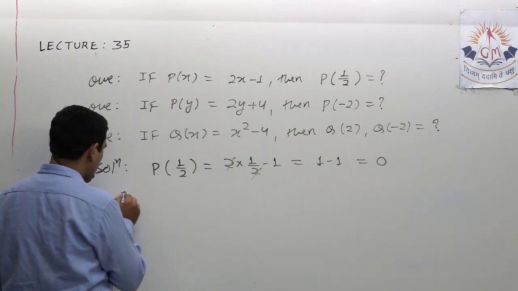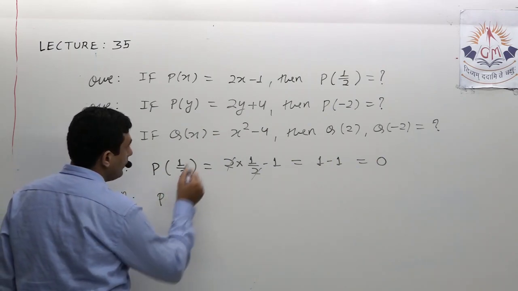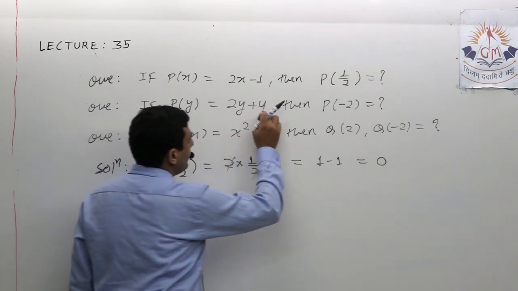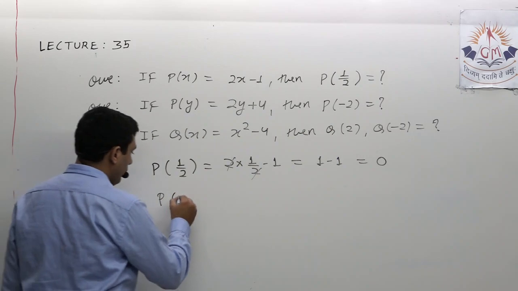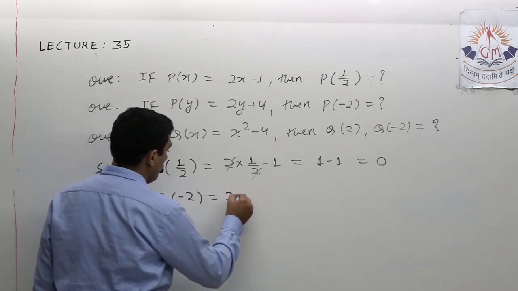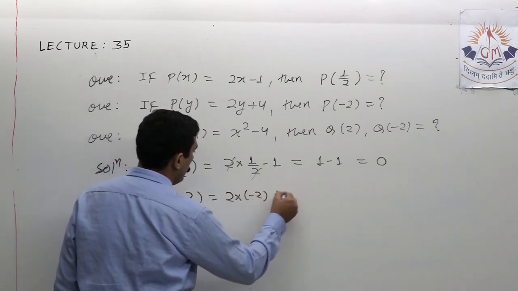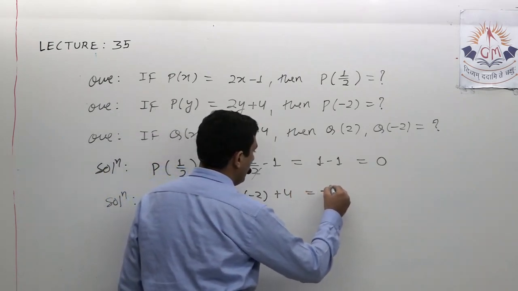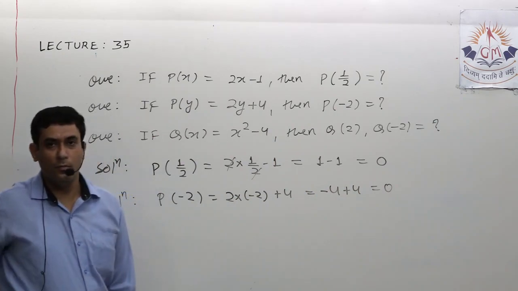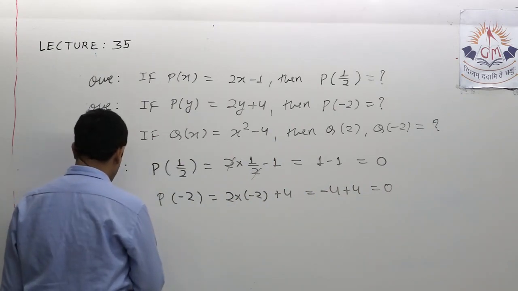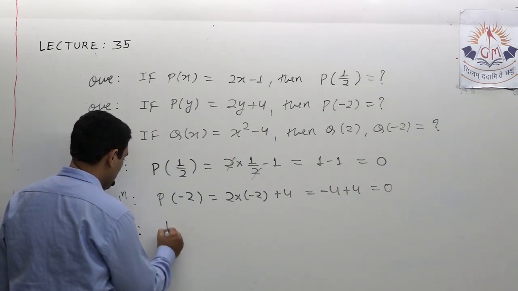Okay, now solution of the next one. P of y equal to 2y plus 4. I have to find the value of p of minus 2. So, p of minus 2 is equal to 2 multiplied by minus 2 plus 4, that is minus 4 plus 4, that is equal to 0.